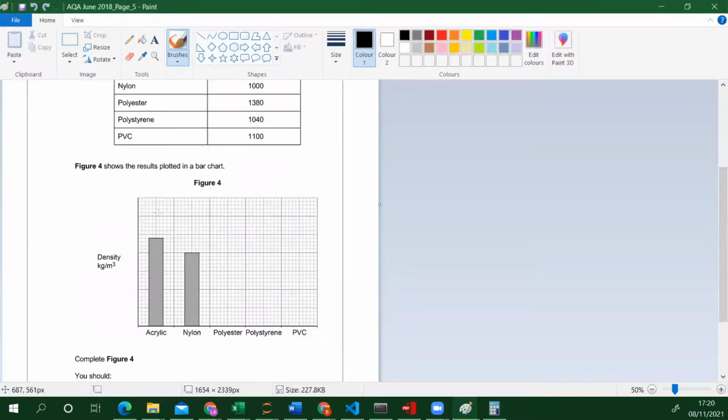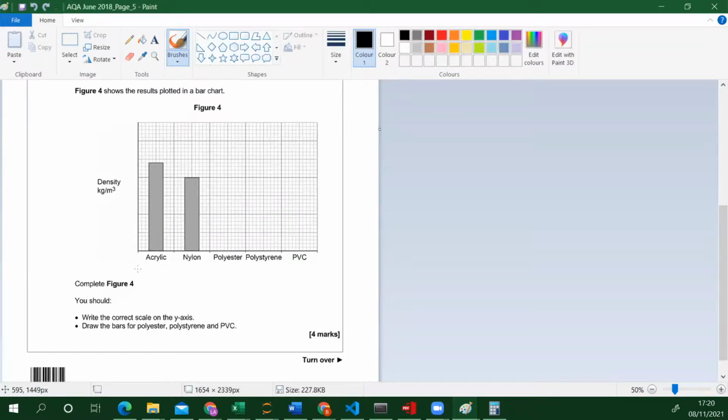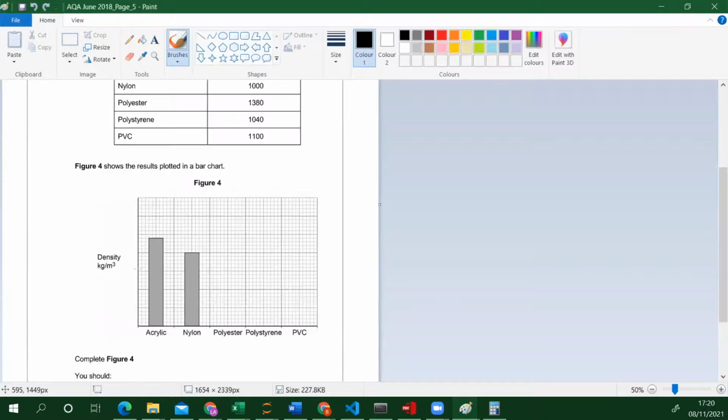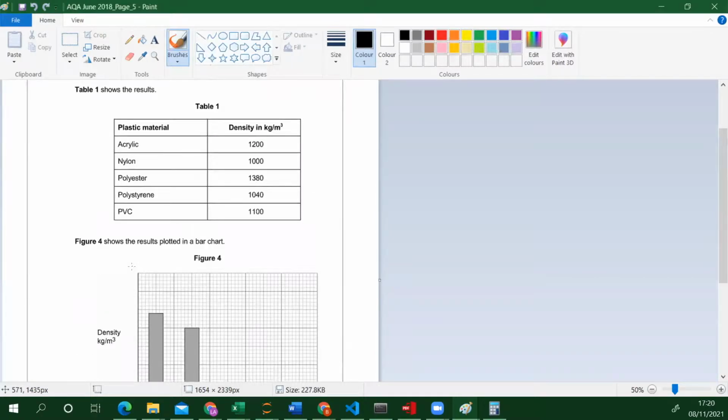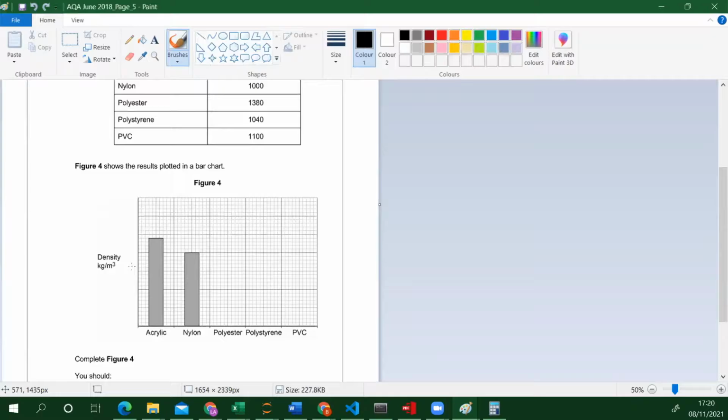Okay, so we need to put the axes on, don't we? Acrylic, that's what acrylic was, 1,200. So it needs to be 500. Let's have a look, 500, 1,000. That's not that, is it? Density in kilograms per meter cubed. Let's try and work out what it is. 100, 200. So it could be 500.